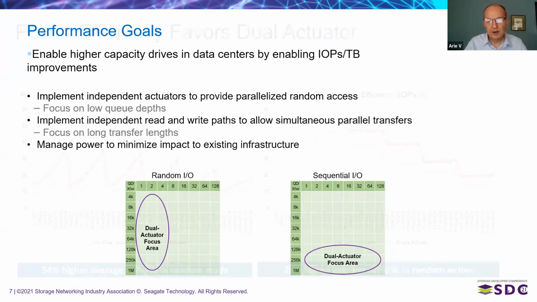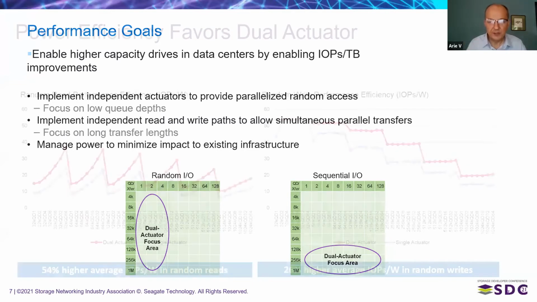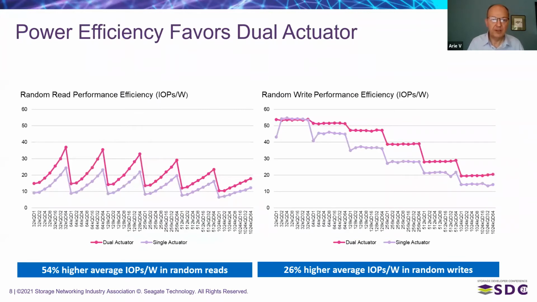And the next thing we look at is power efficiency. Because you have two independent actuators at a per drive level, there's higher power consumption. But if you look at it in terms of IOPS per watt, you see a dramatic improvement: 54% for random read performance efficiency, 26% better IOPS per watt for random write performance efficiency. If your options are to deploy a dual actuator drive or two single actuator drives at half the size to maintain IOPS, your power savings are going to be considerable. So are your TCO savings, of course.